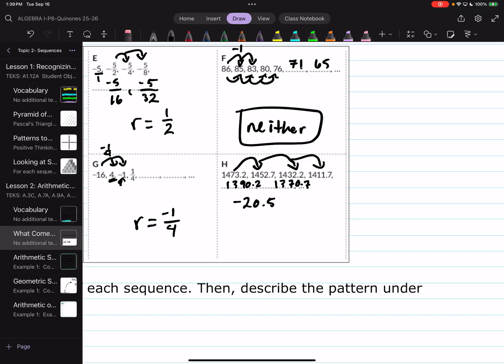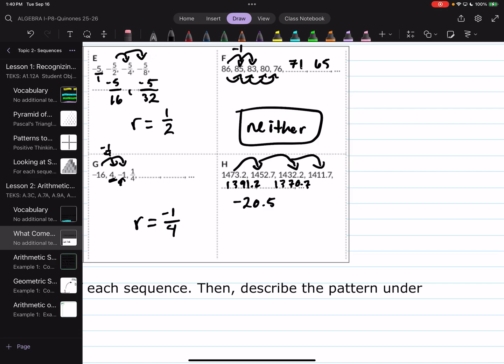This should be 1391. 1391.2. And the other one should be 1,370.7. That's good. Okay.